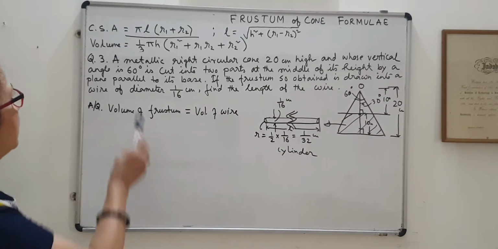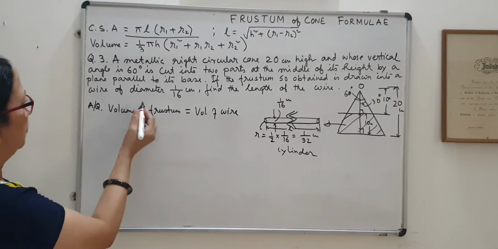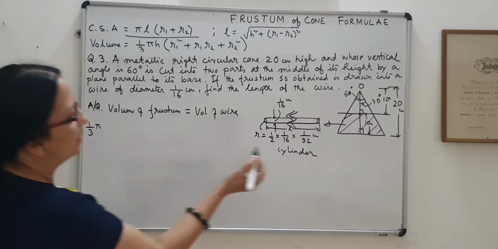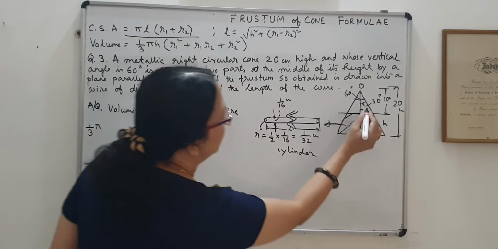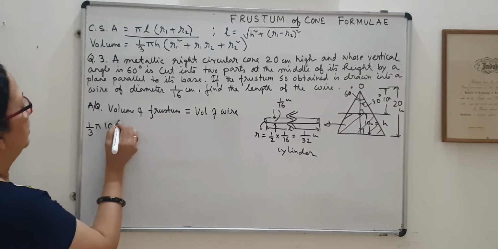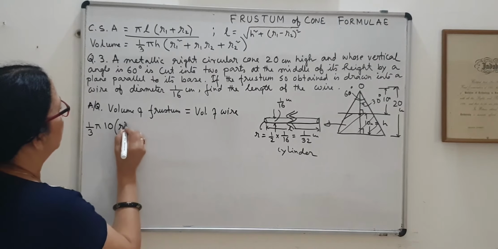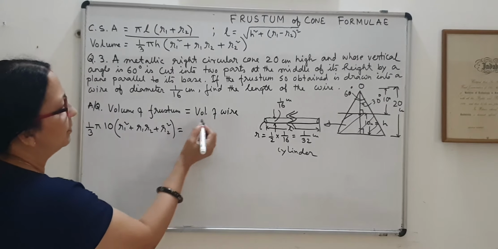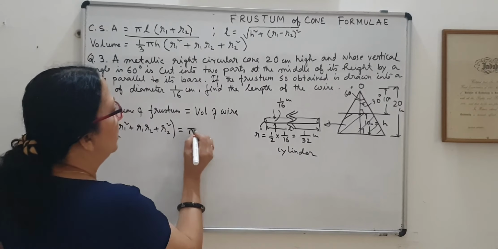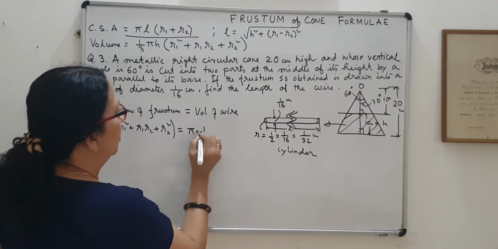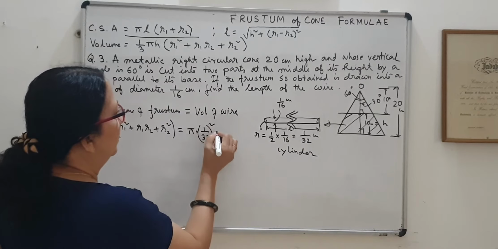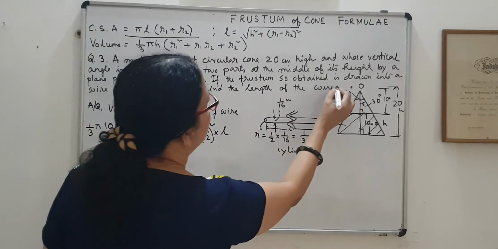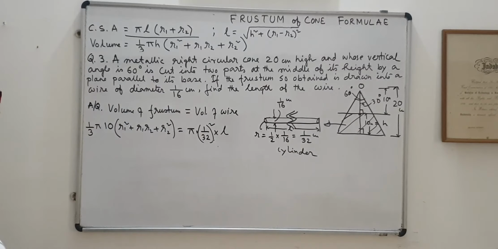So now we will be using the volume formula. The volume of frustum is 1/3 pi h. What is h now? This is your h, 10 centimeters. So it is 10 into R1 square plus R1 R2 plus R2 square. And the volume of the wire is the volume of the cylinder, so it is pi R square. This R is 1 by 32, 1 by 32 whole square, and height is nothing but the length of the wire. So let the length of the wire be L. Okay.